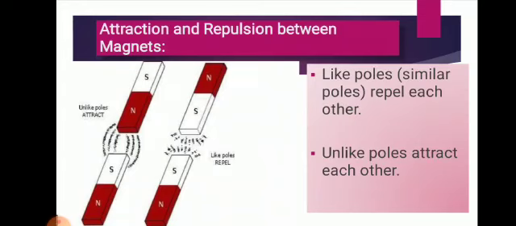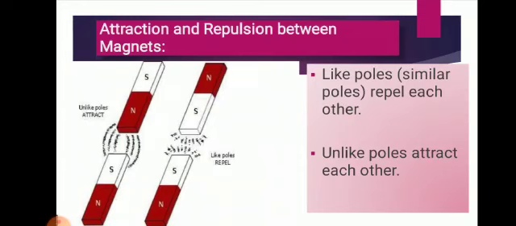So what about unlike poles? If we place two magnets near each other in such a way that the north pole of one magnet faces the south pole of the other magnet, what will happen? They attract each other, meaning they come near to each other. Since the north pole and south pole are unlike poles, we can say that unlike poles attract each other. So from this we conclude that like poles, meaning similar poles, repel each other and unlike poles attract each other.